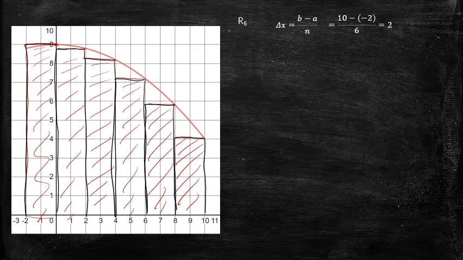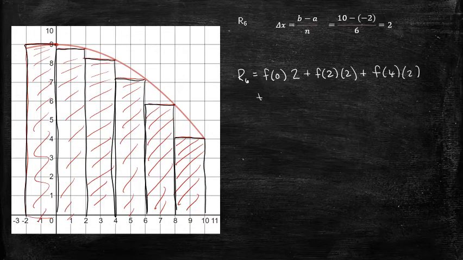Okay, so I finished drawing the picture. So R6, again, using the right endpoints. So this time we would start at f of 0 for that initial height. Each rectangle is still 2 units long. So f of 0, f of 2, f of 4, f of 6, f of 8, and f of 10.